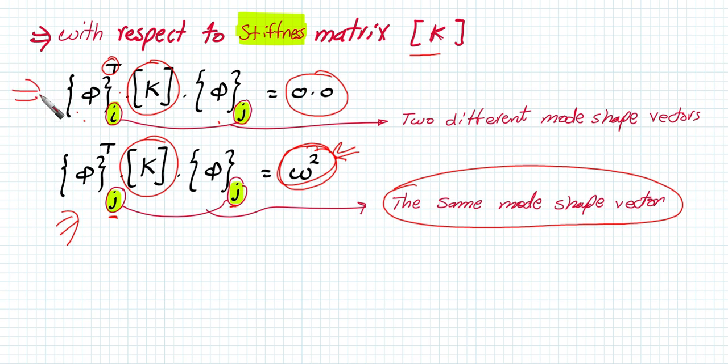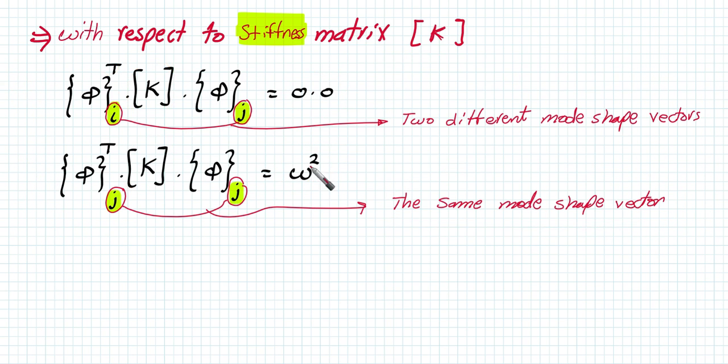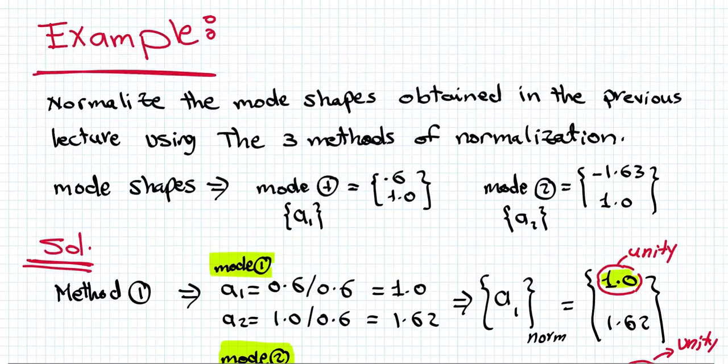So this greatly simplifies the solution process of the multi-degree freedom system when we are solving it dynamically. I hope we have now understood the meaning of the normalization and the orthogonality condition with respect to stiffness and with respect to mass. Now let's go to the next, which is going to be an example for us.